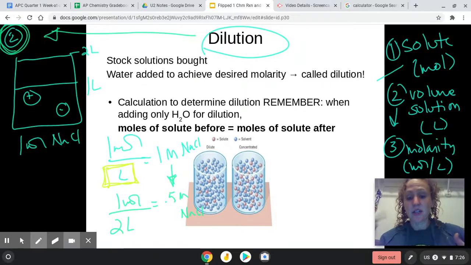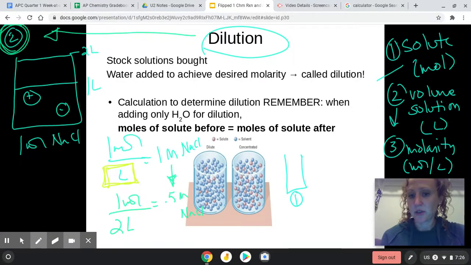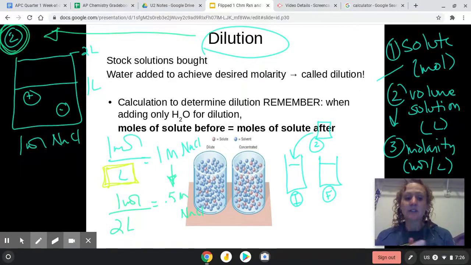Now, the tricky thing about dilution is oftentimes you have the initial solution. You have the volume of water that goes into your initial solution. And then you have a final solution over here. So you have three different volumes with three different concentrations, often three different volume measurements, and you have to keep track of which things match.